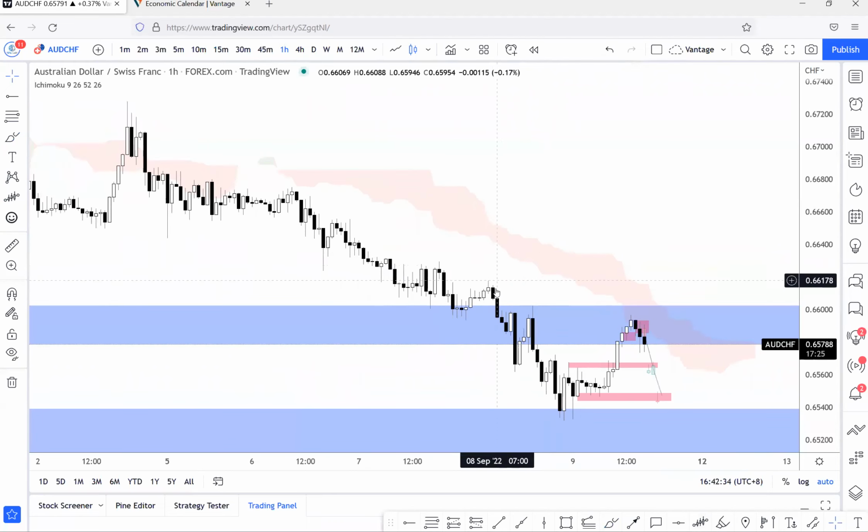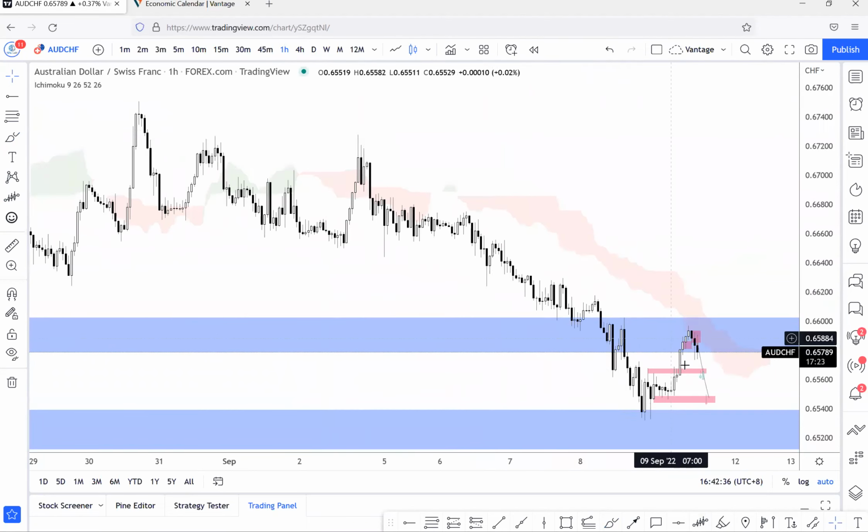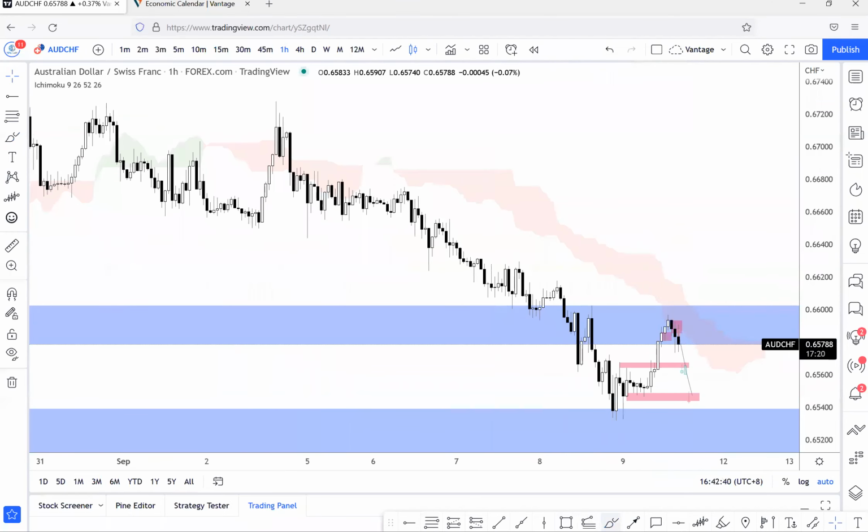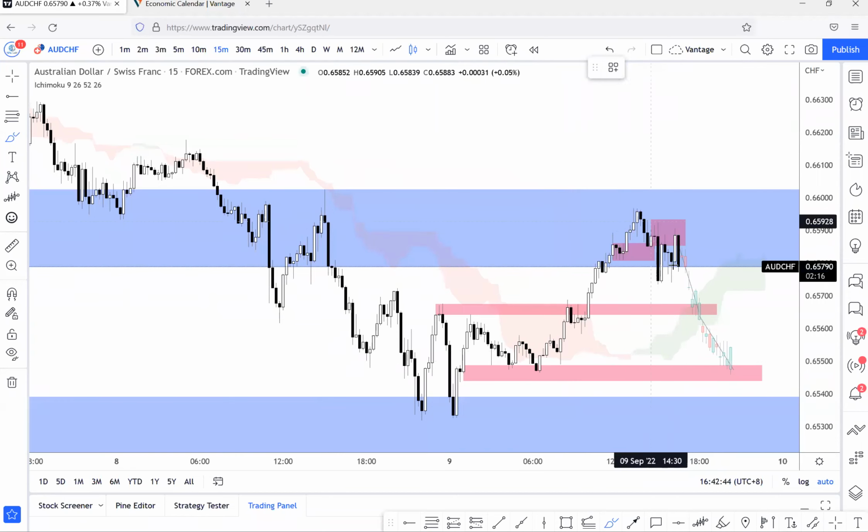So this is currently what we have here, on the 4 hours, still within this zone itself. What we want to do next is just wait for clear structure to be formed, either on the 15 minutes or 1 hour, so that we know which is the target.